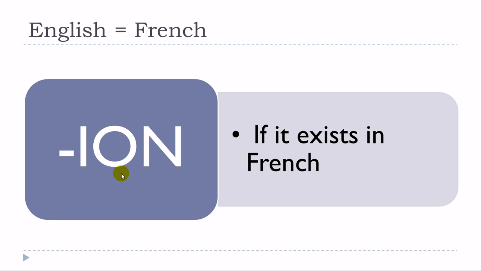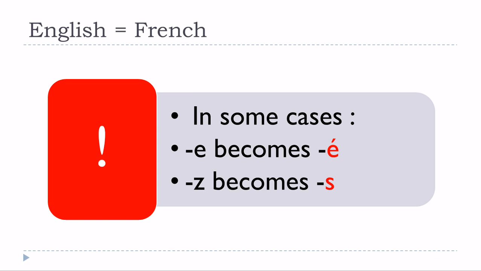But then keep in mind that all the E-O-N words in English won't be the same in French, okay? So the first thing that you get to remember is that if it exists in French, then it will be the same, and normally the meaning will be the same. Keep in mind as well that in some cases we'll have some differences in the writing, okay? So C could become A, and then Z could become S, okay?